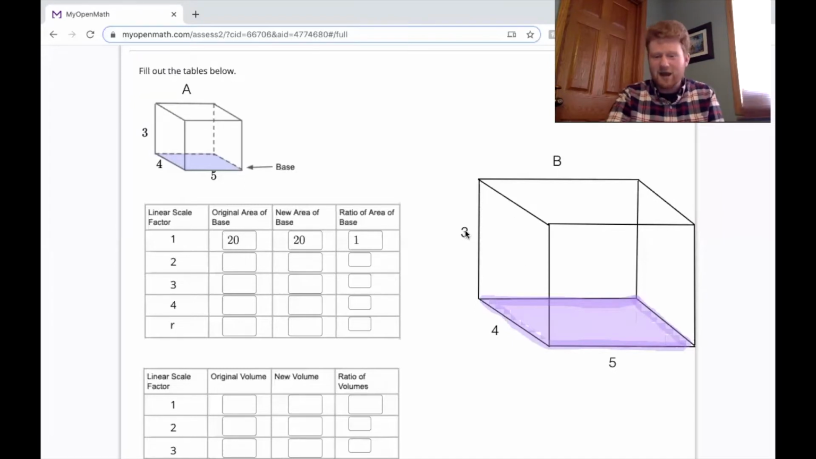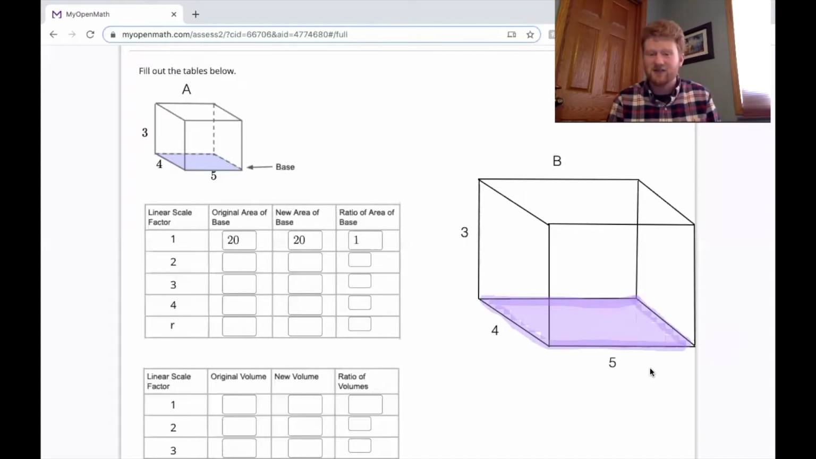So really, I know the drawing is off, but you could say that the base of our original prism here is congruent to the base of our new prism because it was a scale factor of 1, so it's 4 and 5 on both. But as soon as we expand that, we times all dimensions by the same number, we're going to have the same shape of a prism, but no longer the same size.